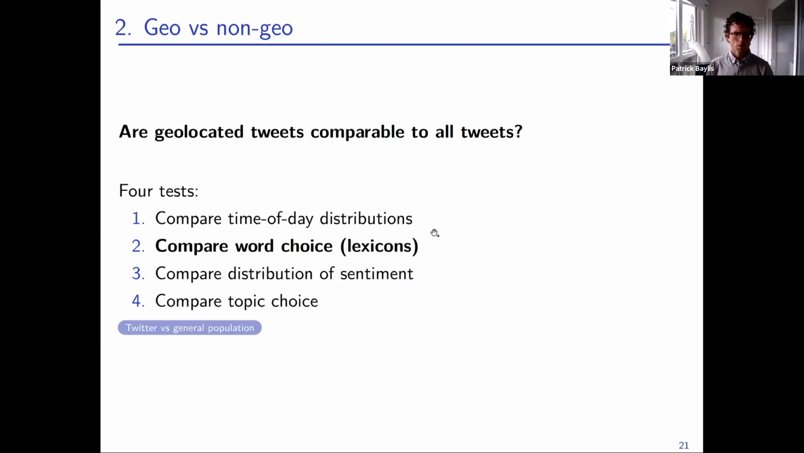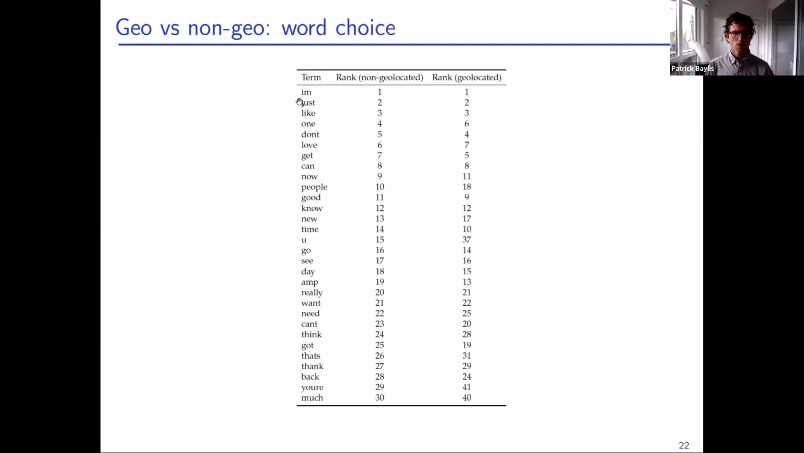One I want to show you is that I was able to compare the lexicons between the two sets. And what you can see is that the people are generally using more or less the same words in both sets. So this is just the rank of words in the non-geolocated set in the first column, and then the rank of words in the geolocated set in the second column. And this is only over about a month, and the geolocated set is much smaller, as I said, but generally speaking, they seem to co-occur at the same frequency.